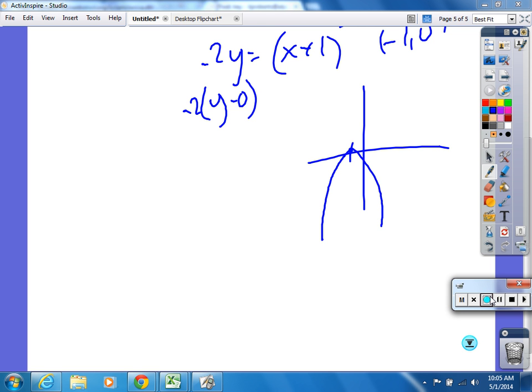So how do we find the p-value? What's the number out front? -2, right? So we're going to set p equal to -2. Is everybody okay with that?